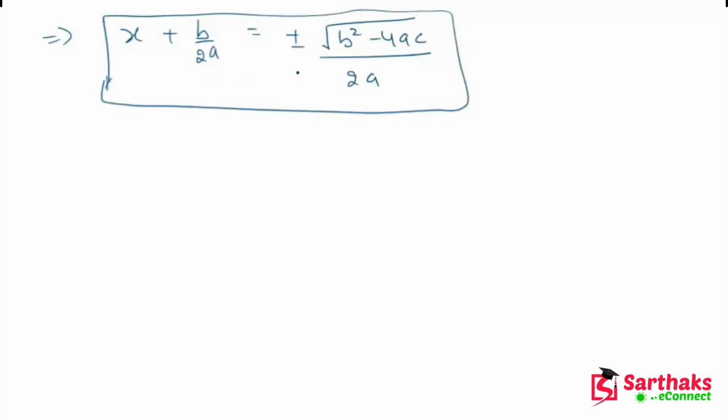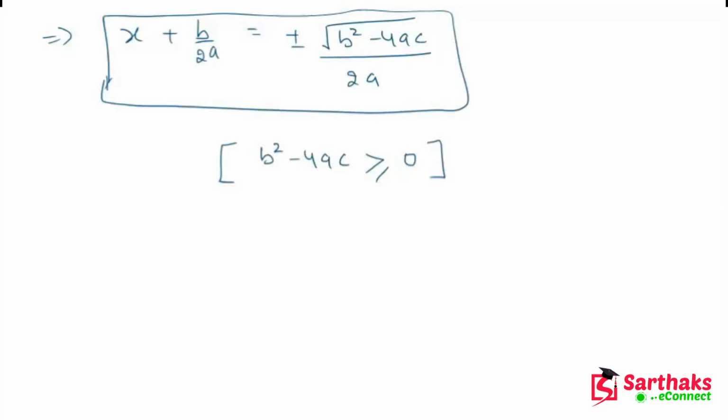Now in this case, the most important condition is that b square minus 4ac should always be greater than or equal to 0. If this is less than 0, then the square root of a negative becomes an imaginary part, so the roots do not exist. Okay, I hope you get this point.